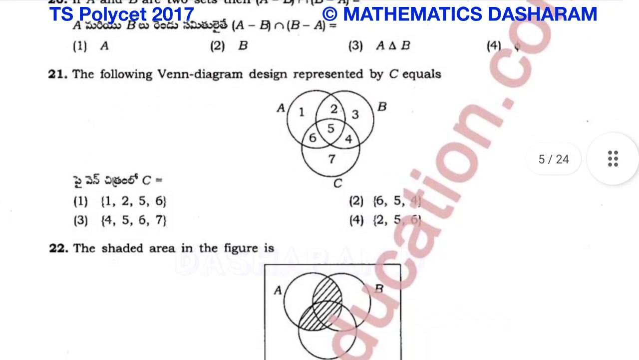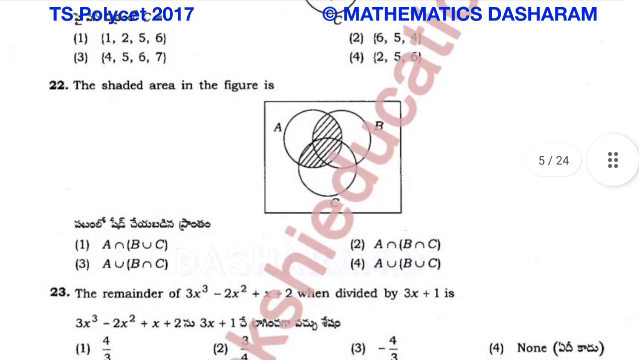Question number 21. The following Venn diagram is represented by C equals. So it is asking what are the C set elements from the Venn diagram. So here is the C circle. In the C circle the elements are 4, 5, 6, 7. So 4, 5, 6, 7 means option 3 is correct.